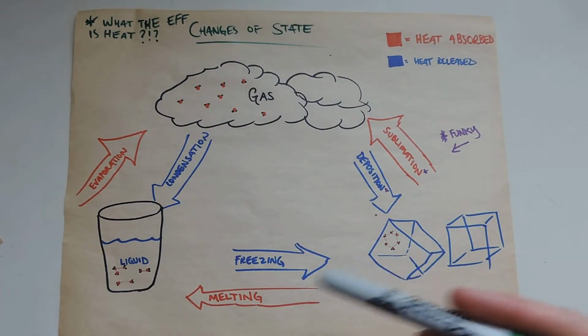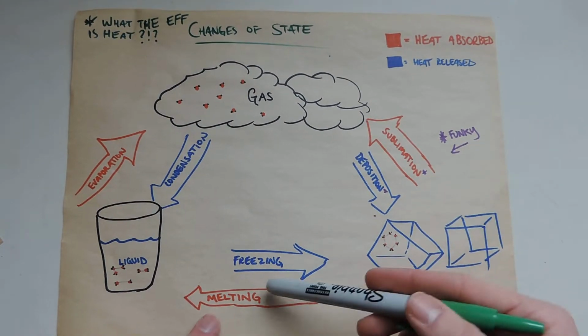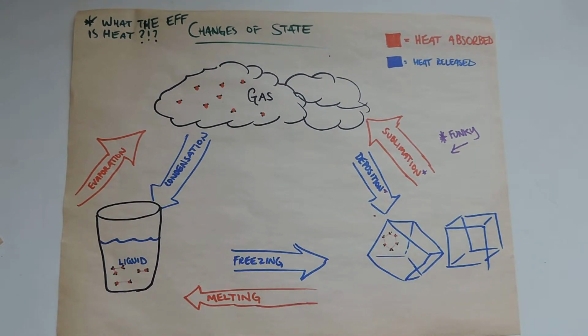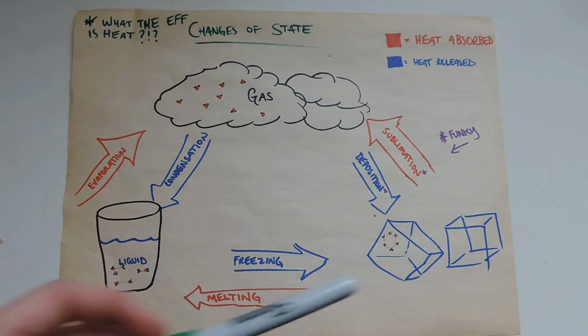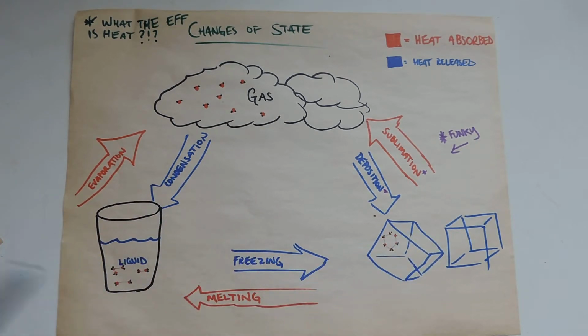The reason why an ice cube goes to a liquid, in the process of melting, is because heat is absorbed. And what is heat but energy? So the molecules start moving more, and that's why you go from a solid, which is a very rigid structure, to a liquid, which is less rigid, and then to a gas, which is the least rigid.